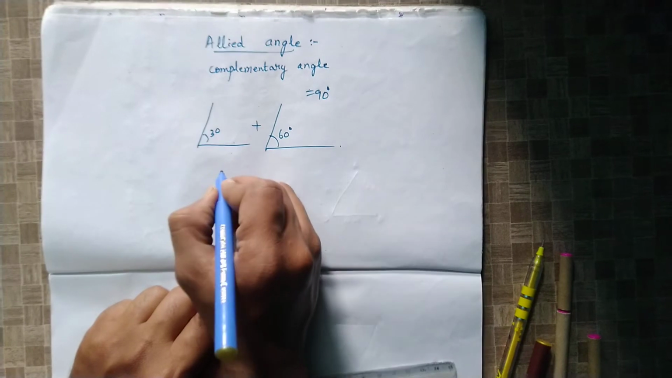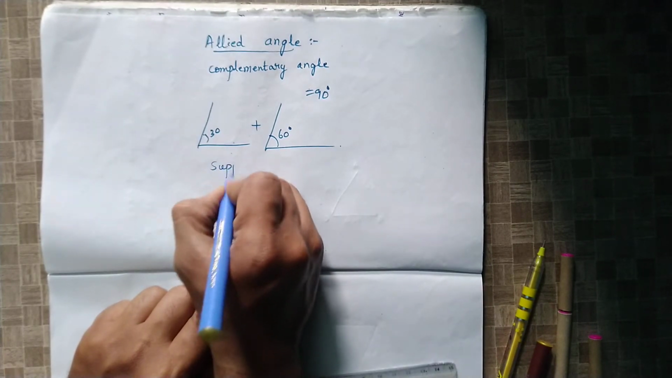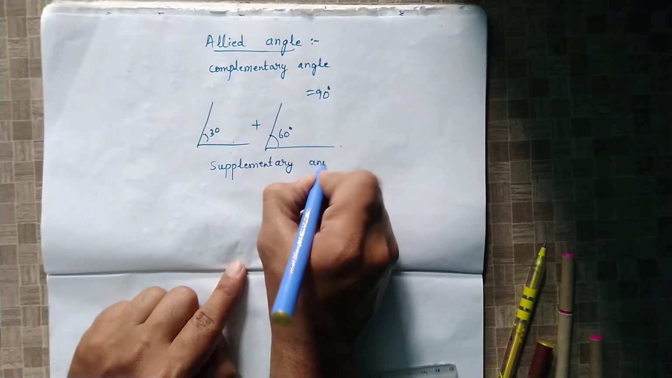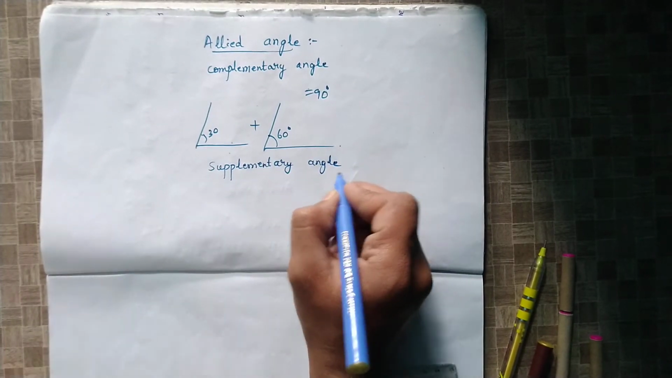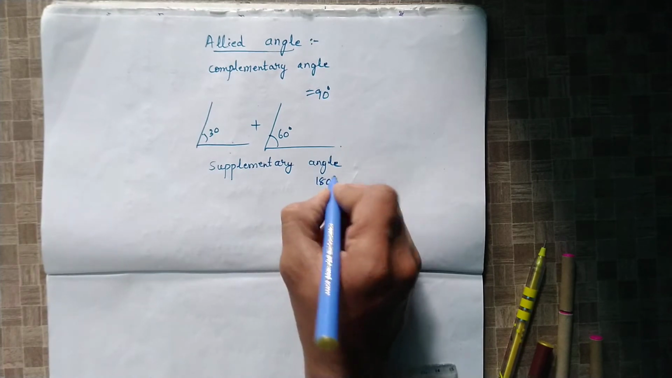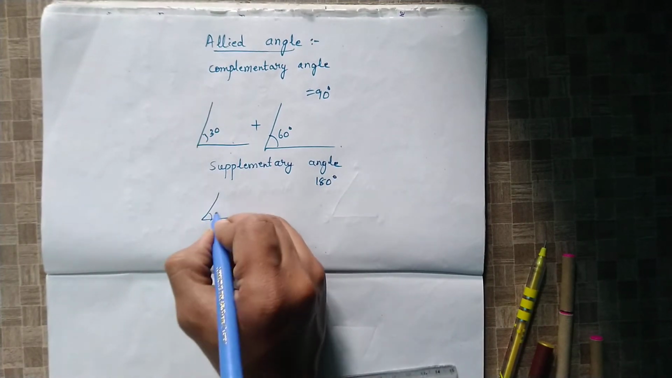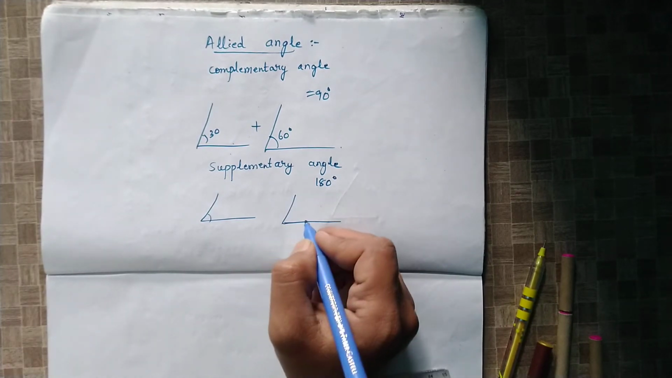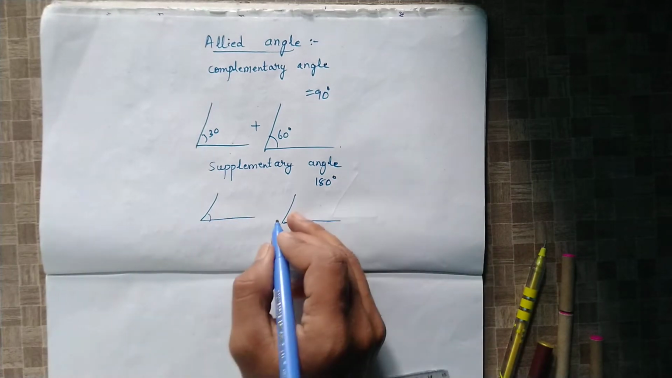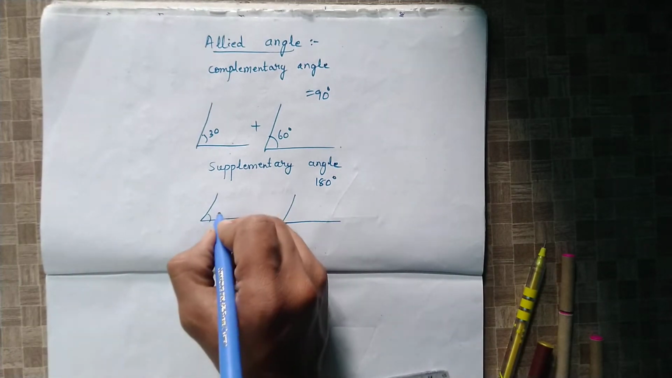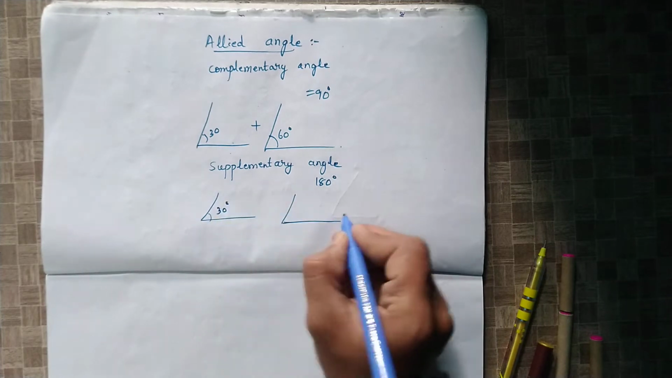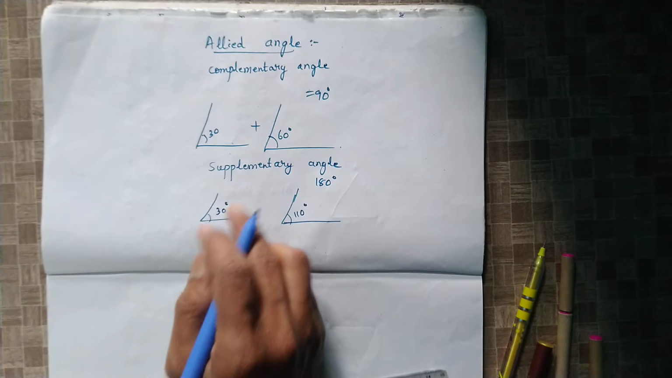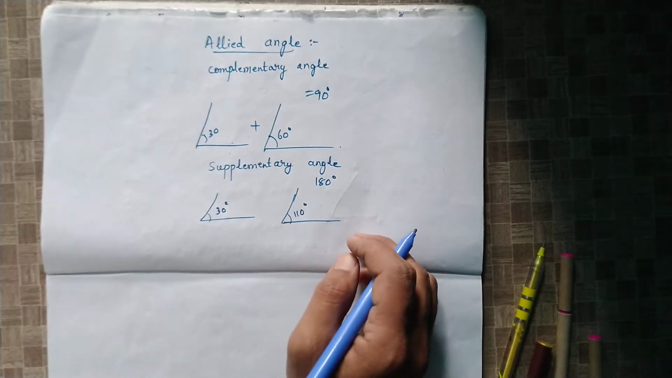Two angles are said to be supplementary angles if their sum is 180 degrees. The angles whose sum is 180 degrees are said to be supplementary angles. If there are two angles, one is 30 degrees and another is 110 degrees, are these supplementary angles? No.